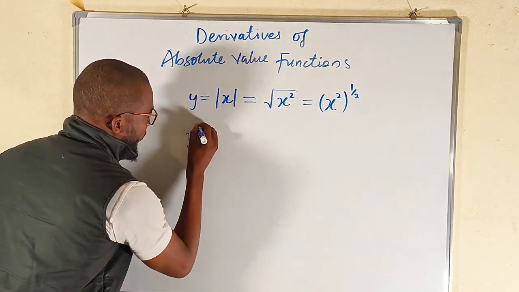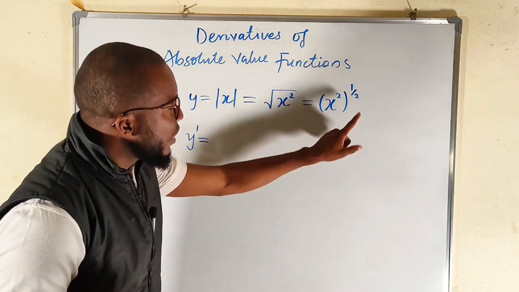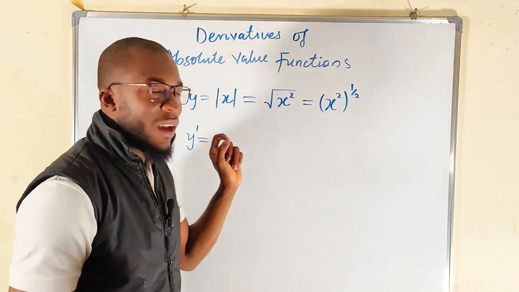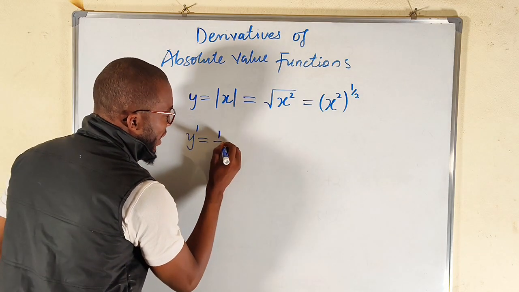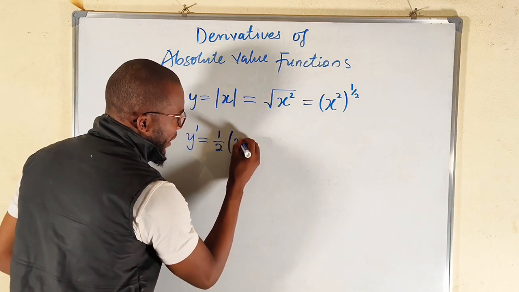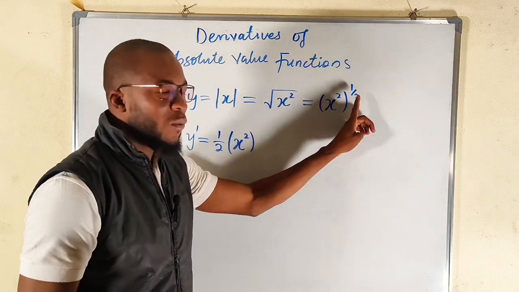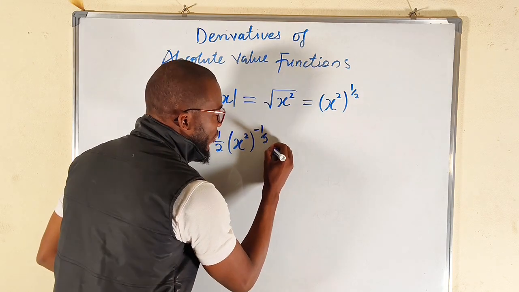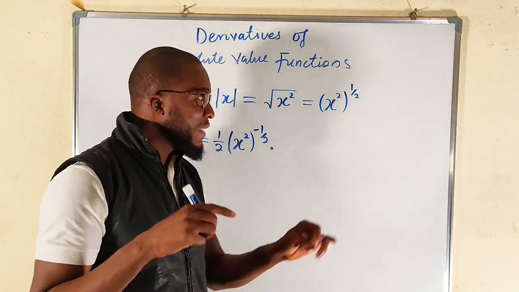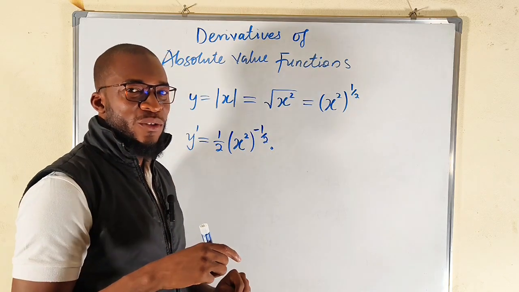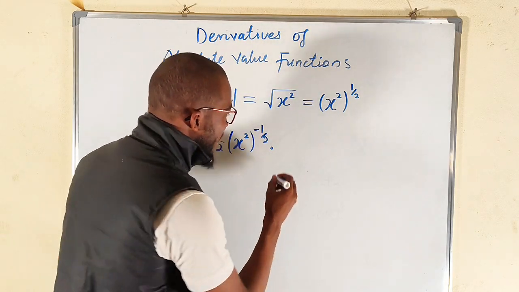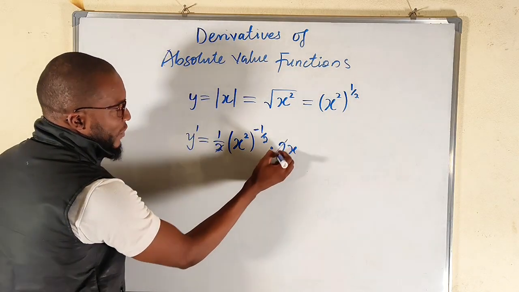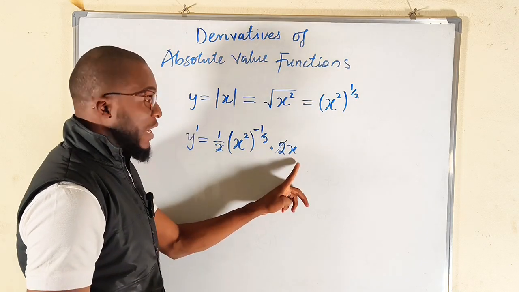y prime is equal to, this power can drop down to multiply, then you subtract 1 from the exponent. So 1 over 2 drops down, you multiply by x squared raised to the power of 1 over 2 minus 1, which is negative 1 over 2. But remember the chain rule, you have to multiply by the derivative of the inner function, which is x squared. If you differentiate x squared, you have 2x. By multiplication, this 2 and this 2 will cancel, leaving only x.